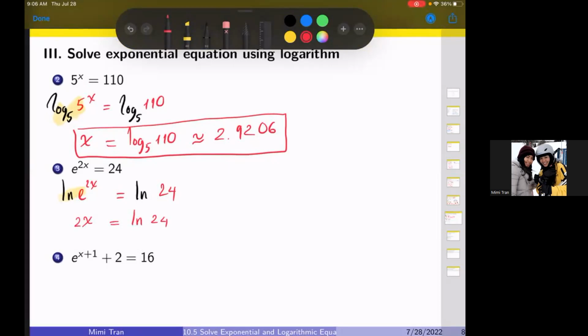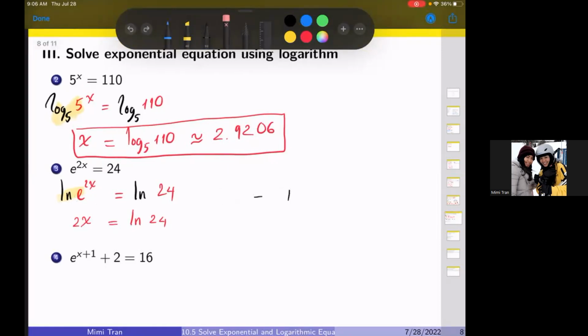A lot of people do this: they simplify on the left, which is correct, and then they do the same thing on the right. But we don't have e here. So we're going to keep that ln of 24.